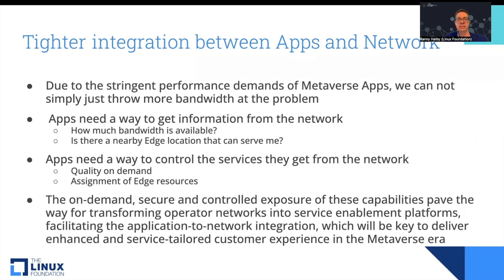In addition, apps will need a way to control the services that they get from the network, doing things like requesting quality on demand that is guaranteed by some service level agreement. And also, applications need a way to request assignment of edge resources for the applications that they're running. So this on-demand, secure and controlled exposure of the capabilities through APIs will pave the way for transforming the operator network into more of a service enablement platform. It will facilitate the application to network integration, and that will be key to delivering the metaverse era use cases.